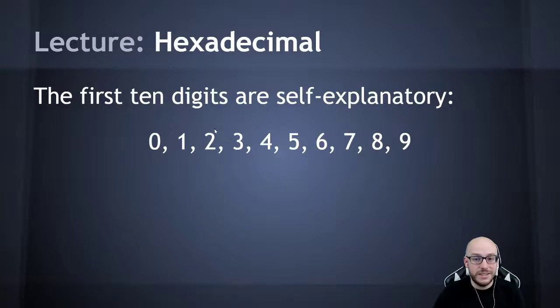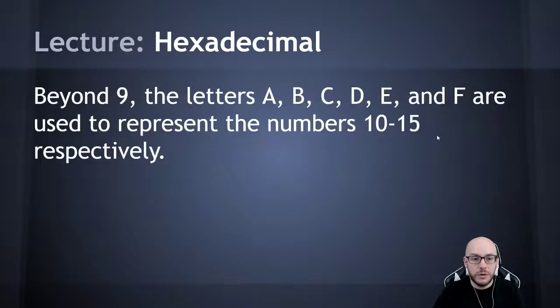The first 10 digits are self-explanatory. We're going to use 0 through 9. The problem is, this is what we're used to working with, and we're out of digits, right? In our decimal system, we only have 10. That's it. There's all 10. So after 10, these are the first 10, we're going to use letters, A, B, C, D, E, and F, to represent the numbers 10 through 15, respectively.